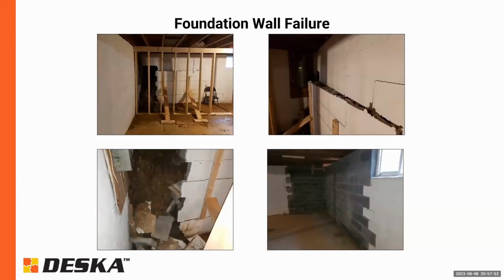Here's another example of a wall failure, and someone had installed some pretty crafty lateral bracing there in the top left corner as a temporary repair. And this wall again is beyond repairing, beyond stabilizing. Replacement was required, and you can see that at the bottom right corner there, where the unpainted blocks are.